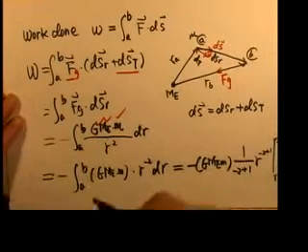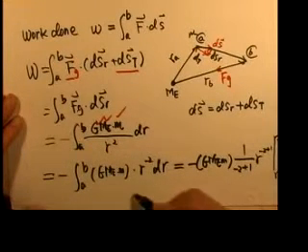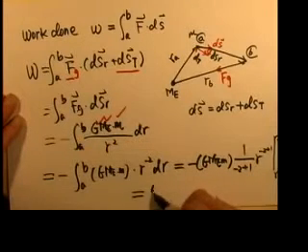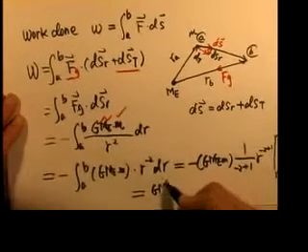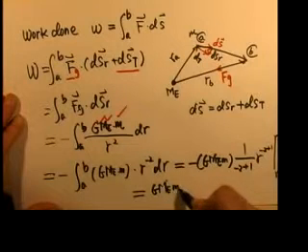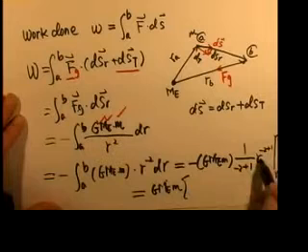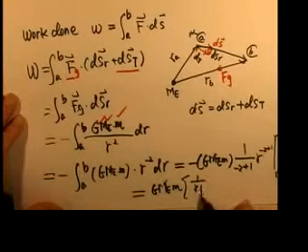So if we look at this result, this negative and that negative cancel. We have G M E M times 1 over R final minus 1 over R initial.